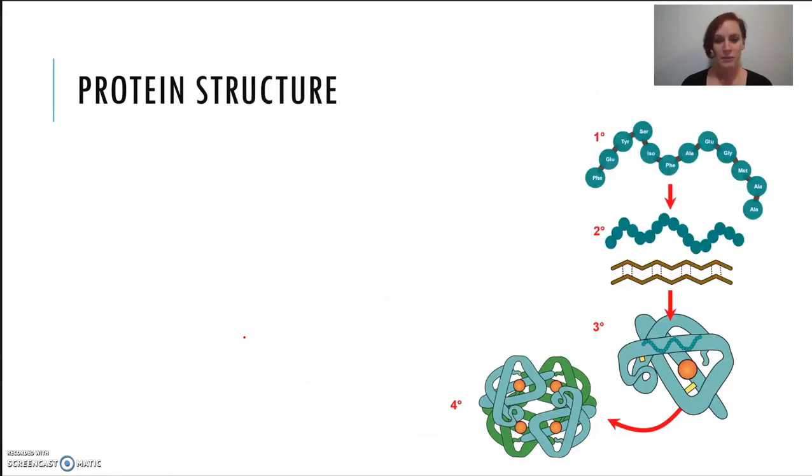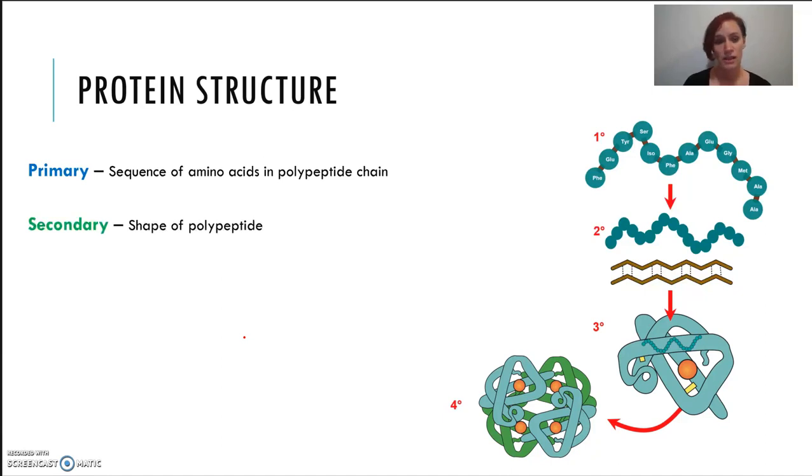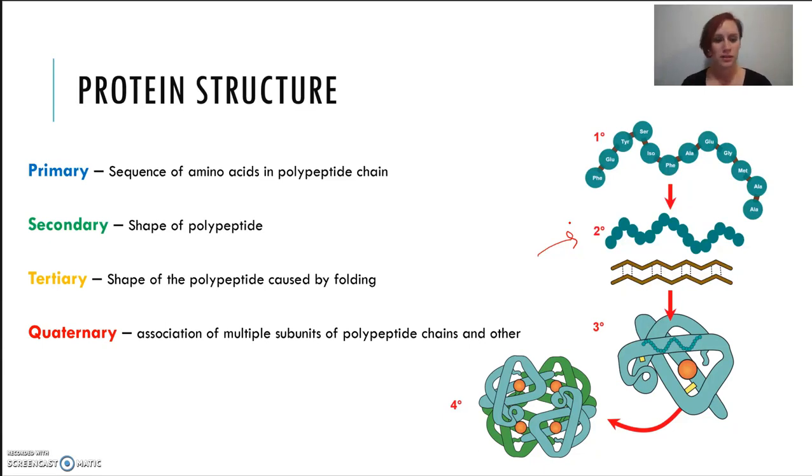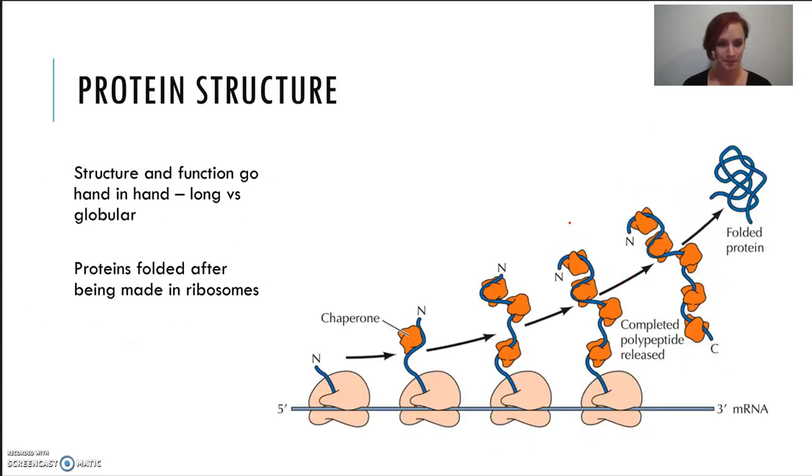Protein structure, again, we're back to this again because structure is so important for function. The primary structure is that specific sequence of amino acids. The secondary structure of a protein is the shape the polypeptide makes. So we can see here in the secondary, it's starting to fold in its own particular way. The tertiary structure is the shape of the polypeptide caused by more folding in and around on itself. And the quaternary structure is when we start adding in the other subunits and anything else, like, for example, in the hemoglobin, that heme molecule.